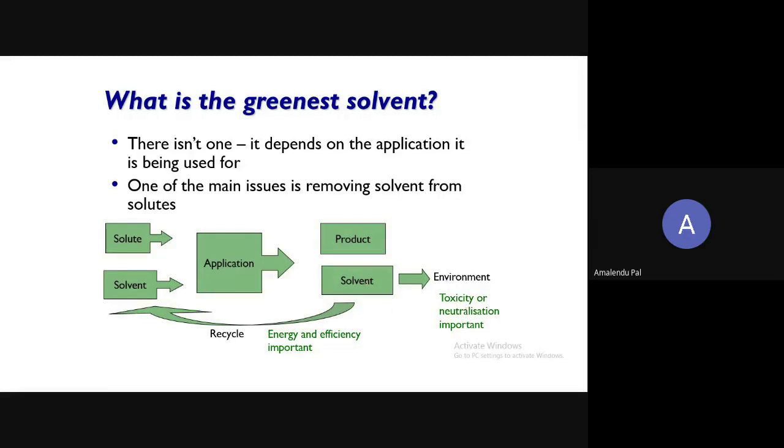But it is better, if possible, to recycle it. That byproduct solvent we can recycle. But if we recycle, we also have to consider energy and efficiency, whether it is viable or not. That is also very important. If we recycle it, we use the solvent again for the solute, apply again, and get the product. That is recyclable, which is better than throwing it into the environment.